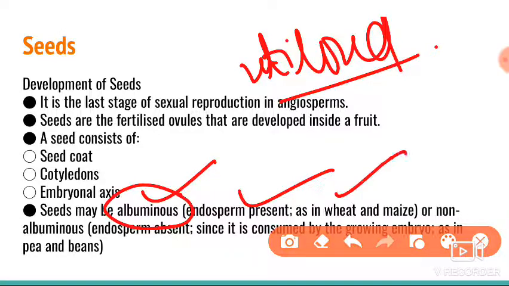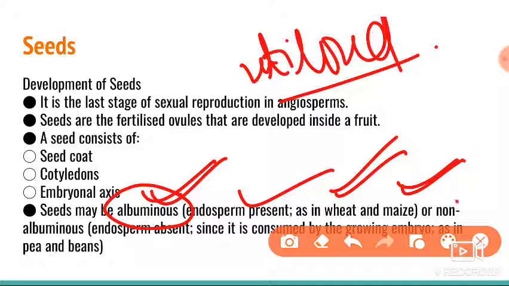As in the case of wheat and maize, we can take the example of wheat and maize, and sunflower also we can take as an example, because they contain endosperm in them. Castor plants also you can take, there is a presence of endosperm. Such seeds we call albuminous seeds or endospermic seeds.